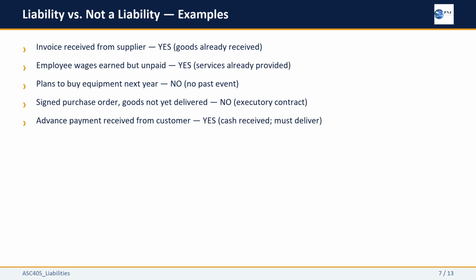Let us put the definition to work. An invoice from a supplier for goods already delivered: liability, because the past event is the receipt of goods. Wages earned by employees who have already worked: liability, same logic. Management's plan to buy equipment next year: not a liability, because the past event has not occurred. A purchase order for undelivered goods: not a liability, because both parties have yet to perform. And a customer prepayment: yes, a liability, because you have received cash and now have an obligation to deliver.